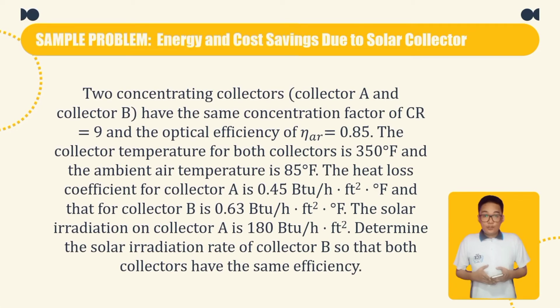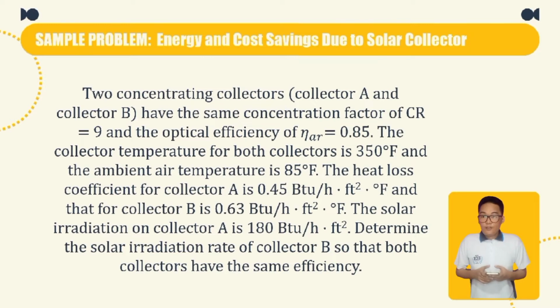Now let's try to solve this problem. Two concentrating collectors, collector A and collector B, have the same concentration factor of 9 and optical efficiency of 0.85. The collector temperature for both collectors is 350 degrees Fahrenheit and the ambient air temperature is 85 degrees Fahrenheit.